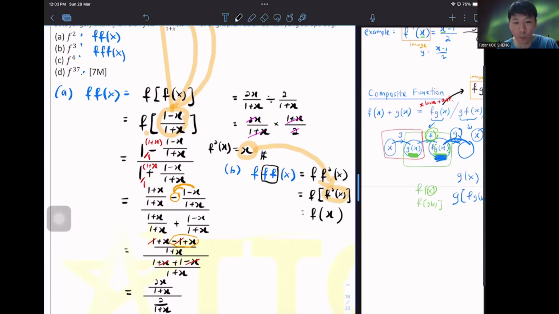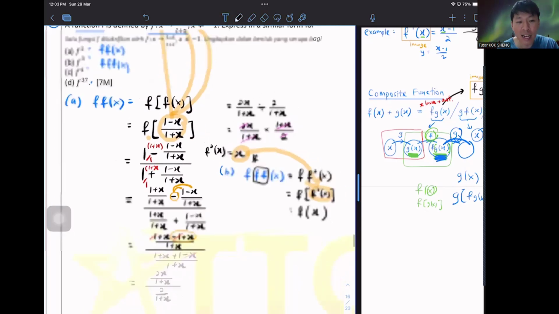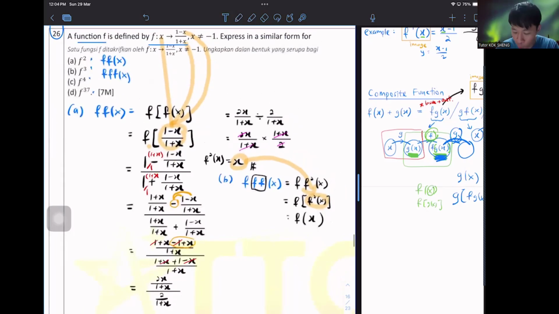Then do you see that? The working that you have left is equal to f(x). What is f(x)? 1 minus x over 1 plus x. Just copy it down. That is the answer for triple F. Is it shorter?